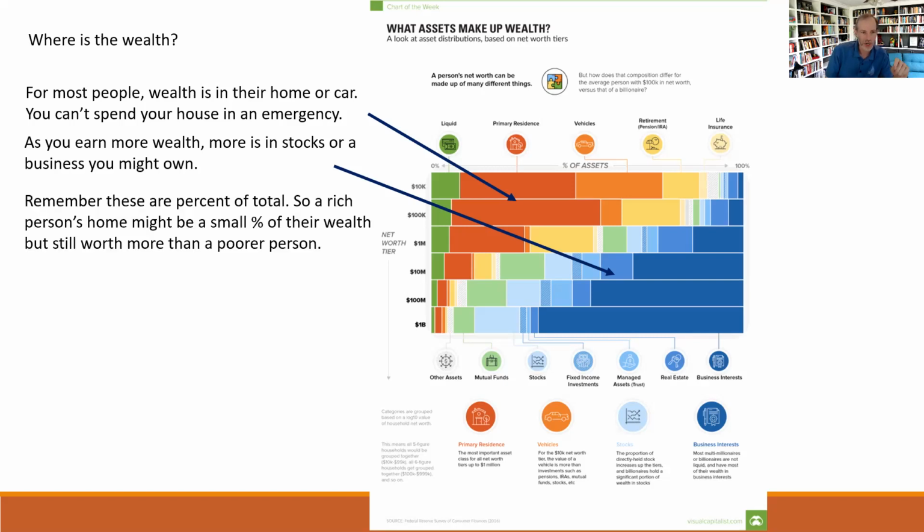And keep in mind, this chart shows their percentage of the total. So if we look at the billionaire category, their primary residence looks like not a lot of money, but it's a percentage of their total wealth. That category is $1 billion and the house could be worth like 10 million. It's still a smaller part of their wealth, right? You can only spend so much money on a home. And we're looking at primary residence, so one. A rich person's home might be a small percentage of their wealth, but it's still probably worth more than someone who's poor.